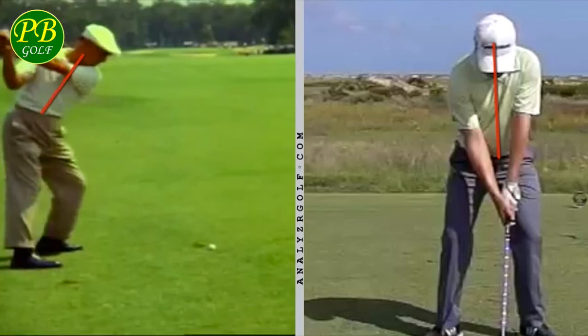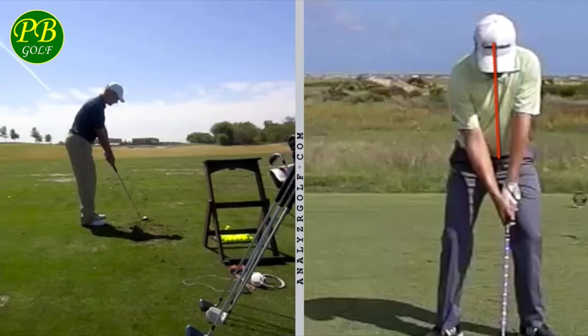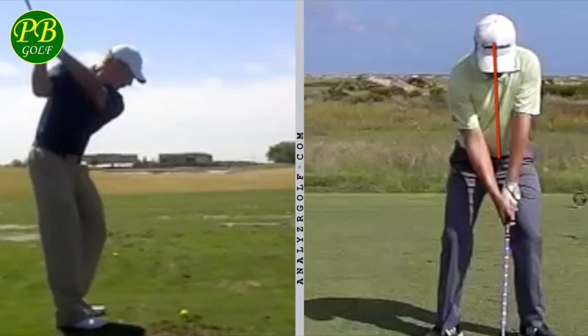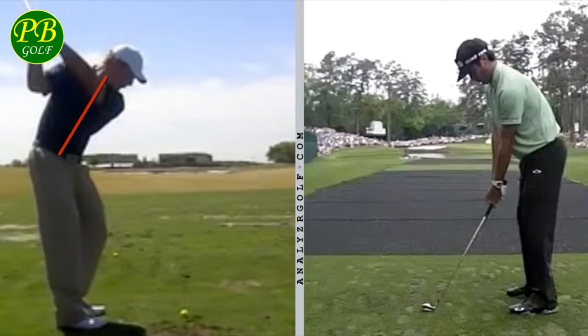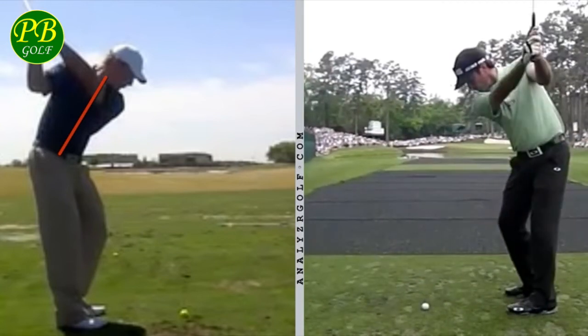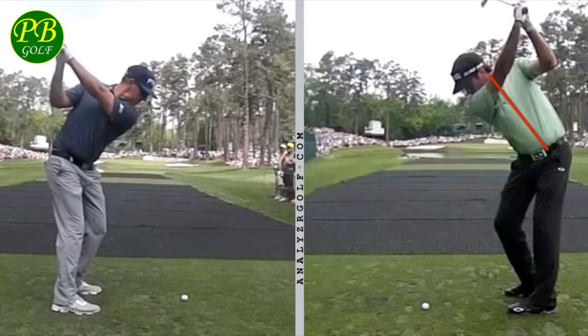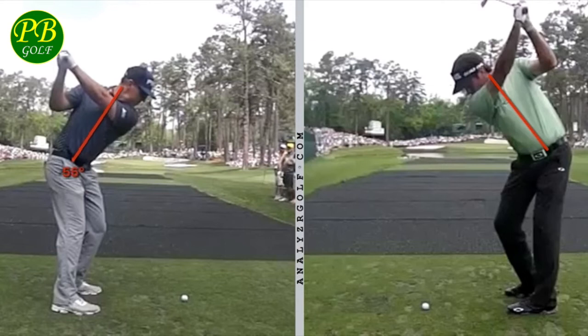If we have a look at Bryson DeChambeau, doing very well at the moment, and we're going to zoom in some, you'll see that at the top of the backswing he is likewise tilted to the left. Bubba Watson, some would say an unusual swing. Again, it really doesn't matter. Tilted, in his case, to the right. He's a lefty. If we continue down, Hunter Mahan, top of backswing, tilted to the left.